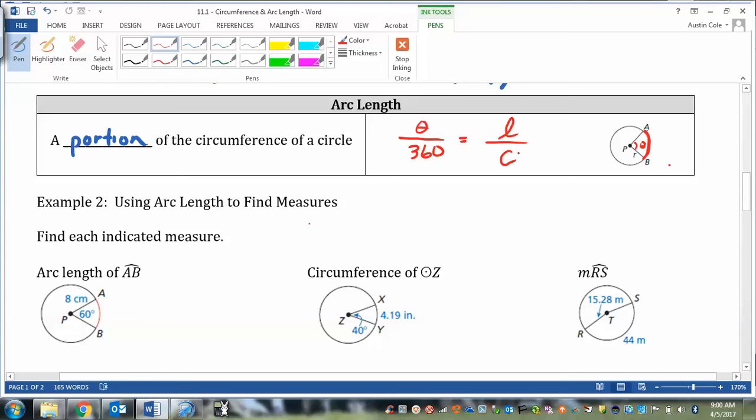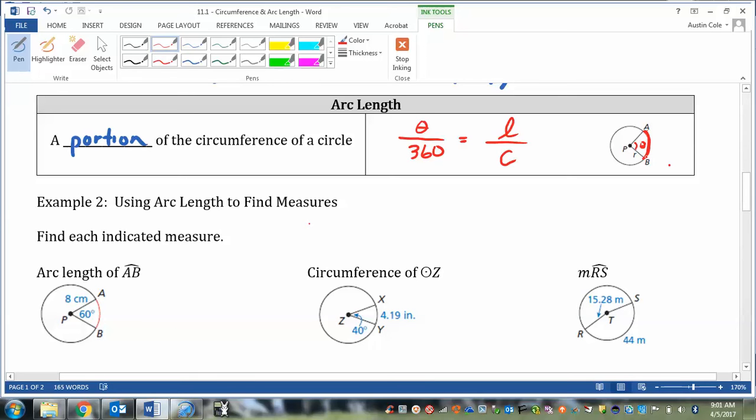What did I just create there? A proportion. All right? So the angle over the entire thing, so the part over the whole, needs to equal the part over the whole. In my mind, I think that makes sense, doesn't it? The angle, which is the part of the whole entire circle, that ratio here needs to be equal to the ratio of this part of the circumference over the whole entire circumference.